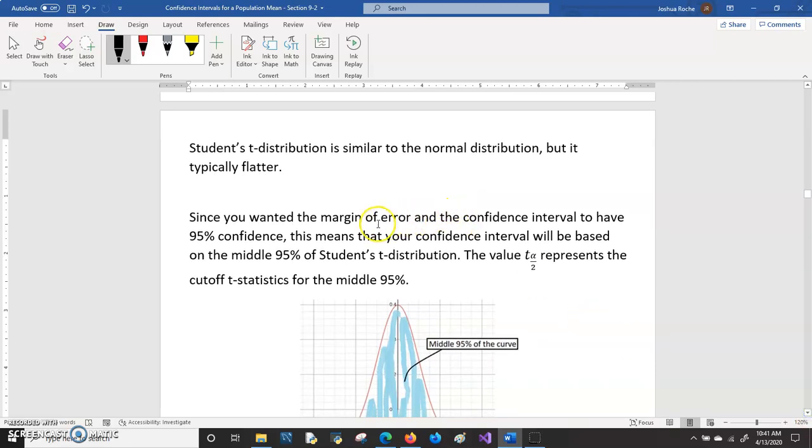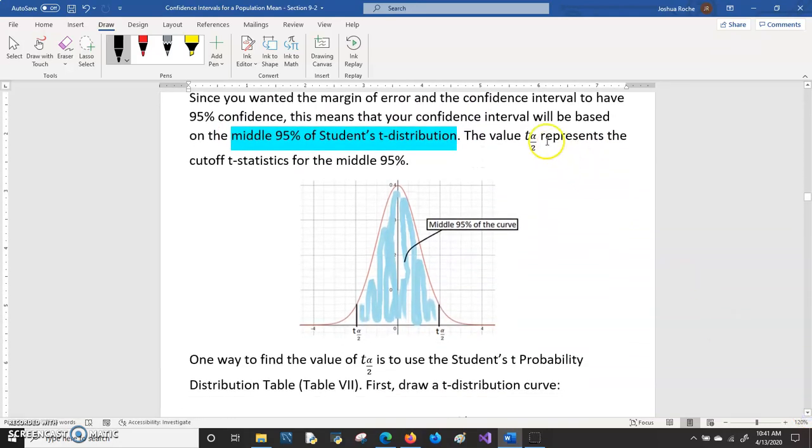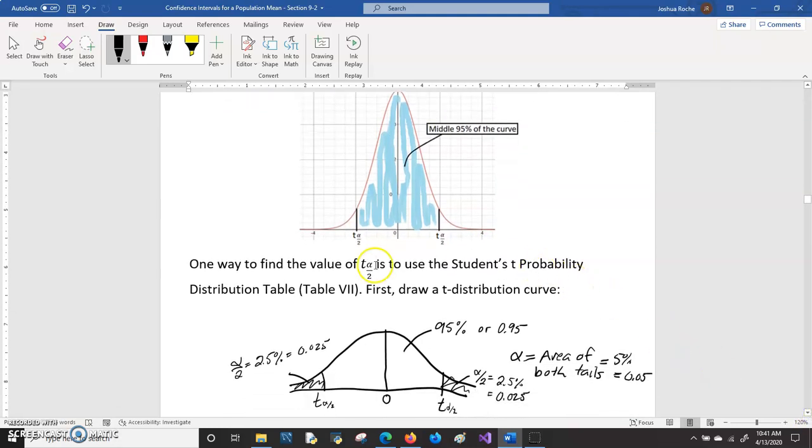Since, as a biologist, you wanted the margin of error and the confidence interval to have 95% confidence, this means that your confidence interval will be based on the middle 95% of student's T distribution. And the values T sub alpha over 2 represent the cutoff T statistics for the middle 95% of the curve. One way to find the value of T sub alpha over 2 is to use student's T probability distribution table, which is table 7.